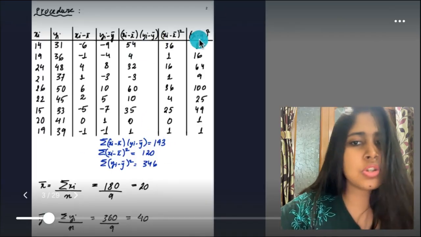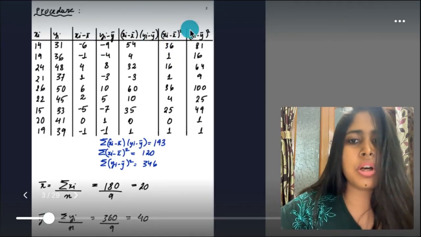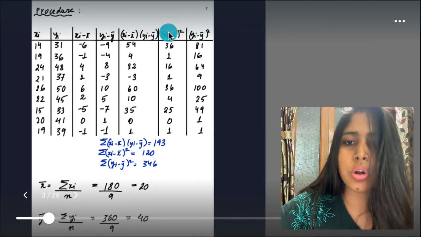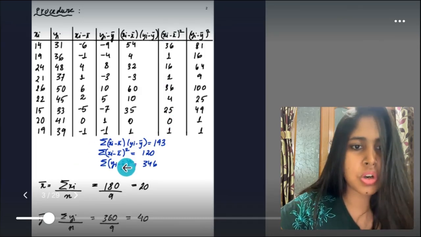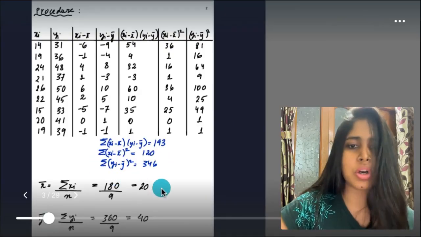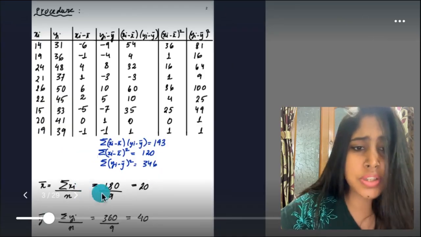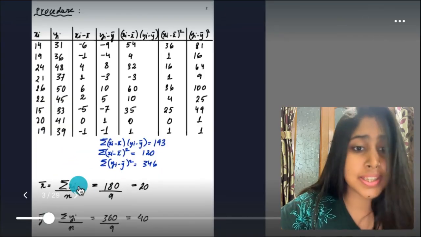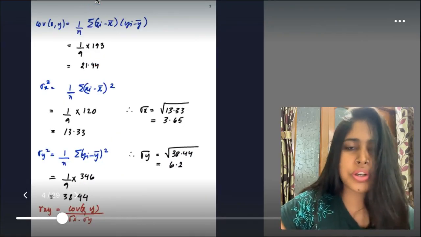Then we make another two columns of xi minus x bar whole squared and yi minus y bar whole squared. Okay, and then we also add up these values, which gives summation of xi minus x bar whole squared equal to 120, and summation of yi minus y bar whole squared equal to 346. Why do we need these two values? We need these two values for the standard deviation.